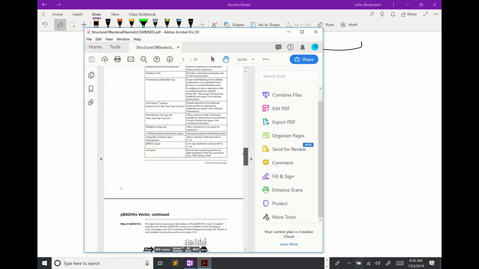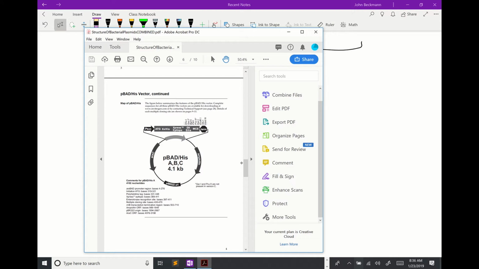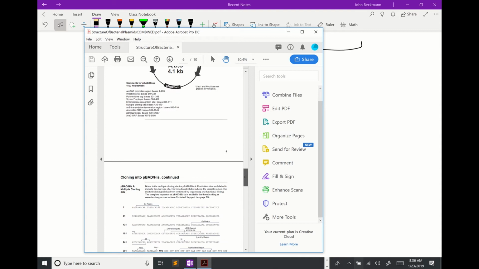And in the plasmid, you'll get a map. So this tells you exactly the map of the plasmid. So here you have the pBAD operator. Here you have the ARA-C regulator, the pBR322 origin, its ampicillin resistance cassette. Here's a multi-cloning site. It gives you a HIS tag. Here's the start codon, ATG.